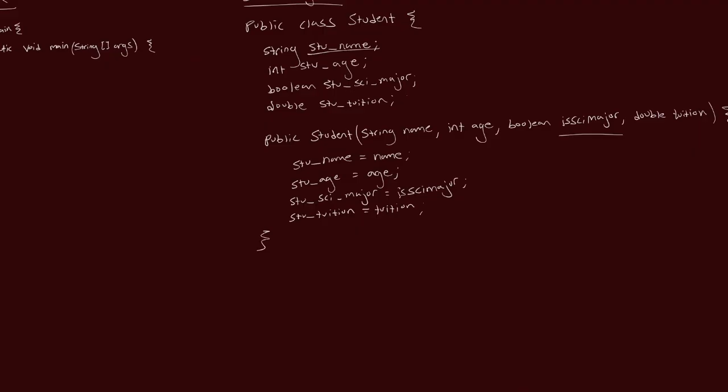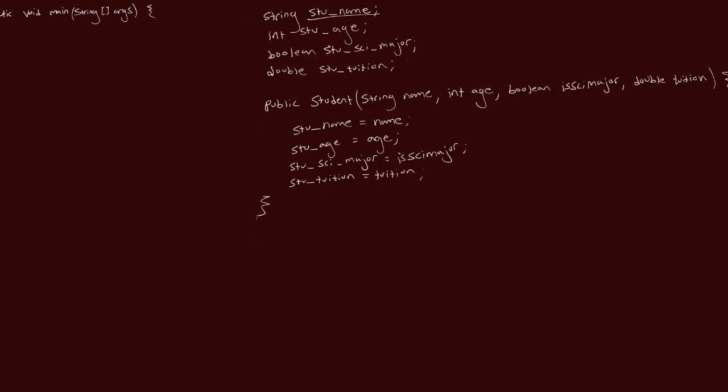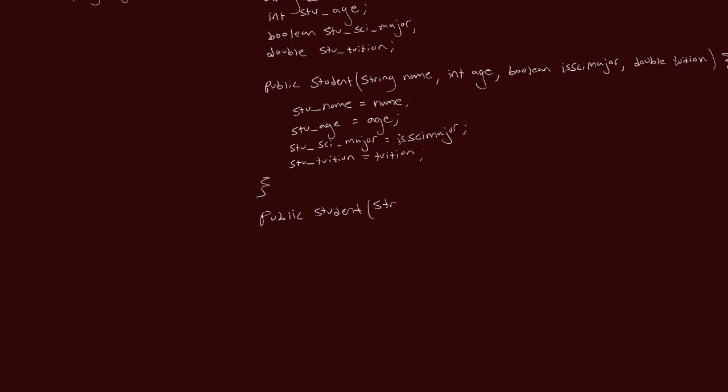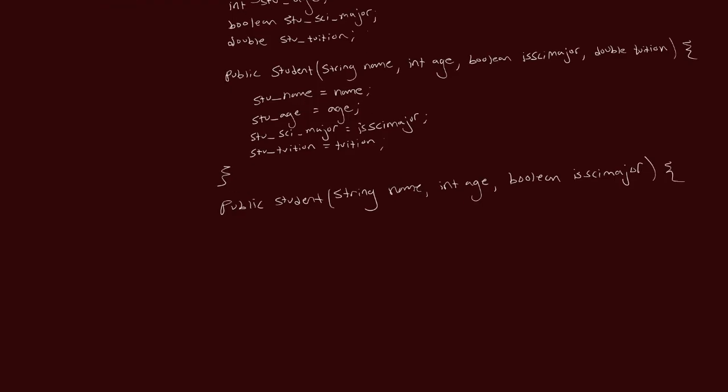So now let's also make a constructor for if a student does have a scholarship. So it's going to be public student again, so the class name. We're going to include the following again: string name, int age, and boolean is sci major. However, we're not going to include tuition because we're going to have their tuition be automatically set to 0. So we do stu name equals name. Then we do student age equals age.